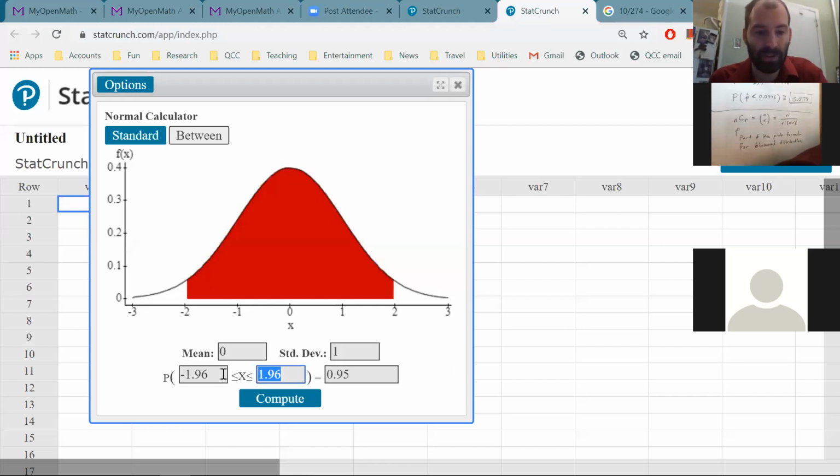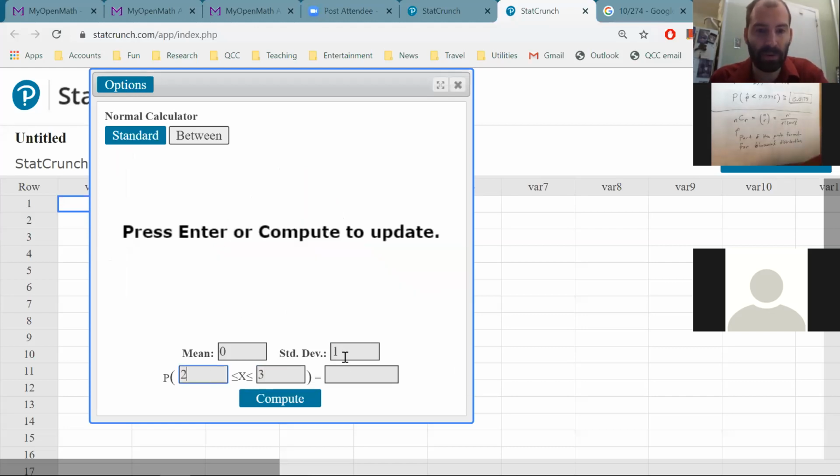So what we were talking about is where that 1.96 came from. Okay. So what I did is I went to StatCrunch and I set up a normal distribution. Let's just nuke this. Put some other values in here. Okay. I went to StatCrunch and I said, I want to contain 95% of the data.